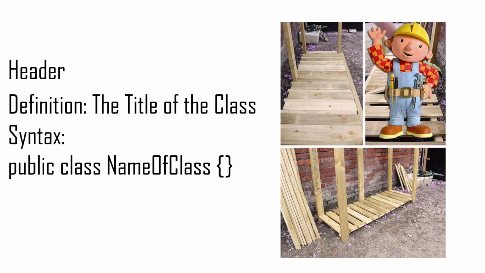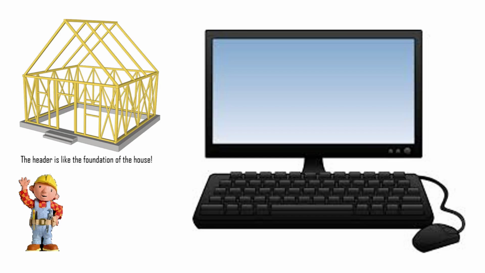The header is the title of the class. It is the first thing you need to write in order to build a class. The syntax of a class header is public, class, and then the name of the class. Bob needs to write his header and chooses the class name Minion because that's what he's building.